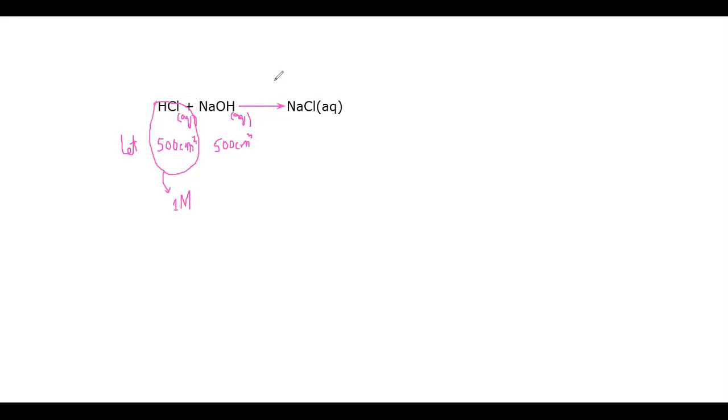Now in the case of sodium hydroxide, although the volume and the quantity of acid and base are both equal, I'm using a 3 molar solution, or 3 M concentration, of sodium hydroxide. And we know that the HCl and sodium hydroxide will react and produce sodium chloride.